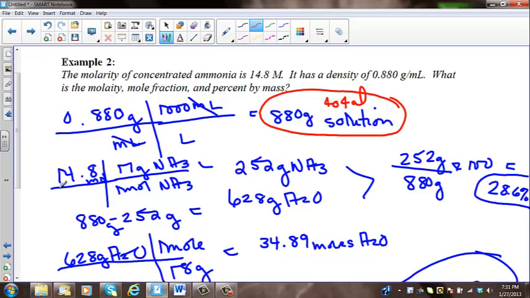So 14.8 moles of ammonia over here, and we know that 1 mole has a mass of 17 grams. So 14.8 times 17 is 252 grams of ammonia. So if we subtract that from the total solution, as I did down here, 880 minus 252 gives us 628 grams of water. So from that we can very easily find our percent mass, our solute over our total solution. So 252 over 880 gives us 28.6% by mass of ammonia.